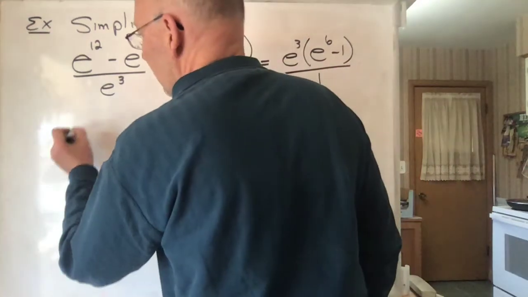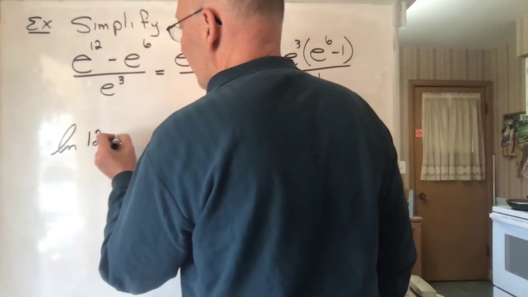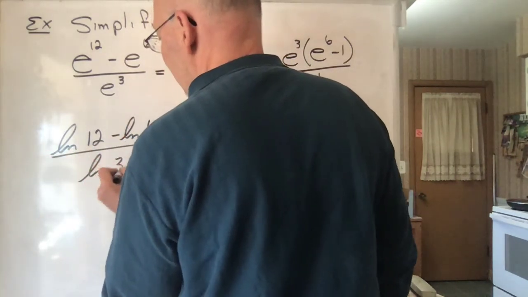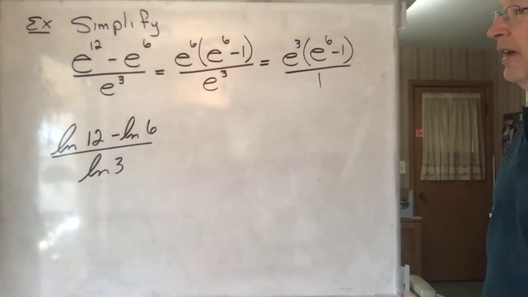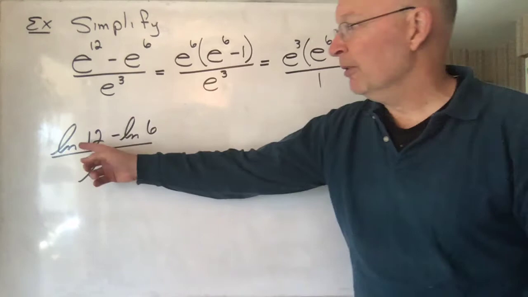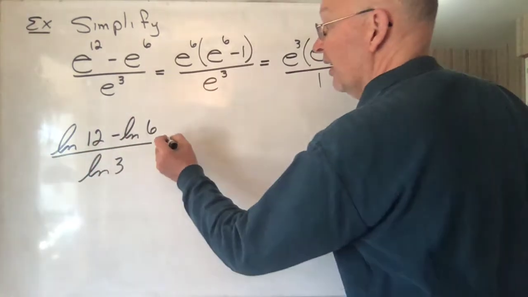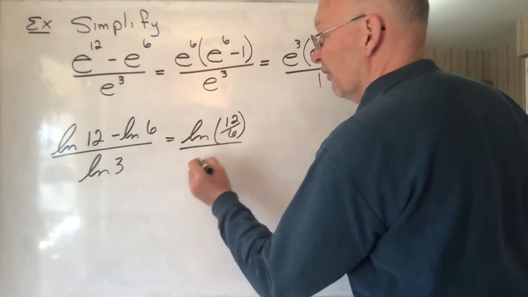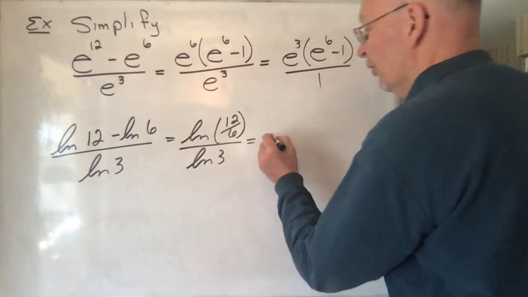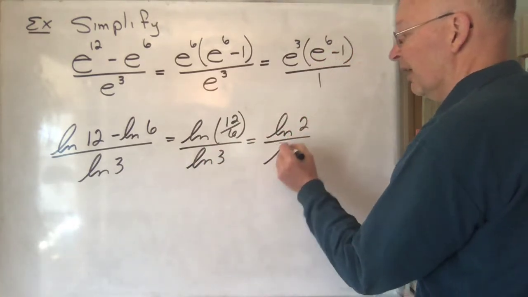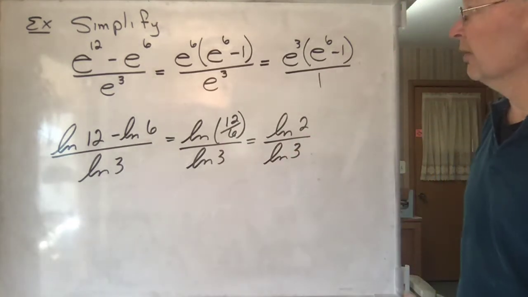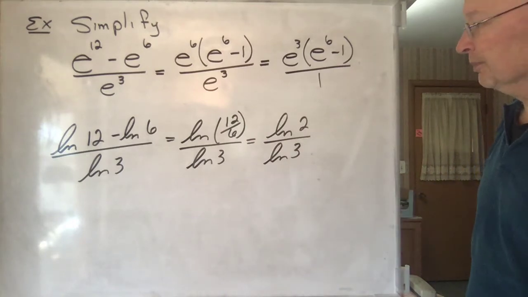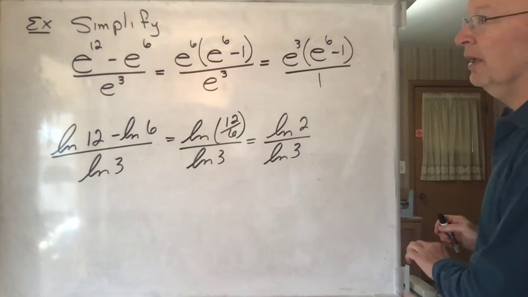How about this one? The natural log of 12 minus the natural log of 6 divided by the natural log of 3. Okay, how can you simplify that one? Well, we can use the property that we just learned about logarithms. We can write this as the ln of 12 divided by 6, all divided by the ln of 3. And of course, that's the ln of 2 divided by the ln of 3. And that's as far as we go. There's no rule that tells us anything about dividing ln's. That's as far as we can go right there. Okay, so there's a couple examples.